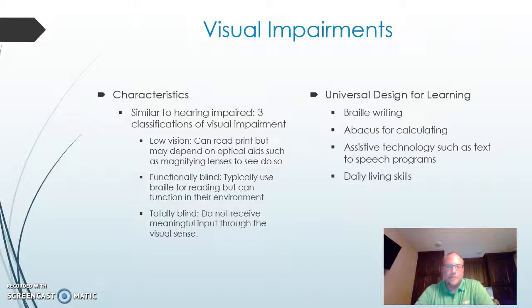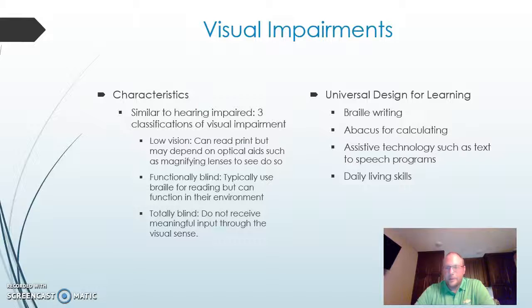Visual impairments. There's 3 classifications of visual impairments. Low vision, these students can read print. They may need to use a magnifying glass or something. Functionally blind typically uses Braille for reading, but can function in their environment. So they can't see well enough to read. They can see enough to walk through the school or know their way around their house. And then the totally blind do not receive meaningful input through the visual sense at all.